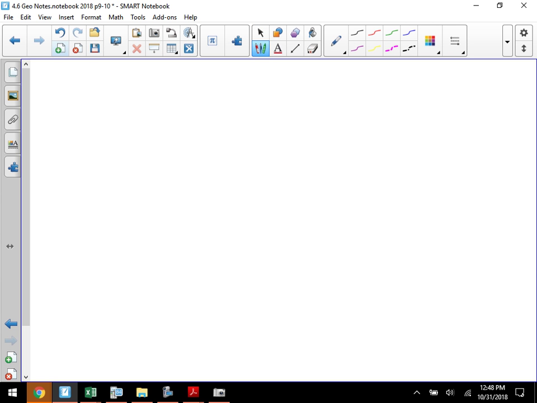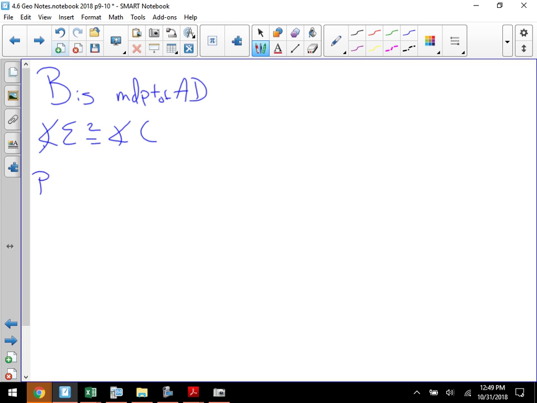So let's try another one. B is a midpoint of AD, and angle E is congruent to angle C. We're going to prove that B is a midpoint of EC.